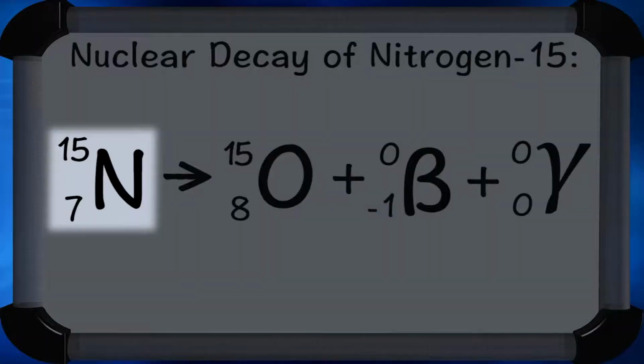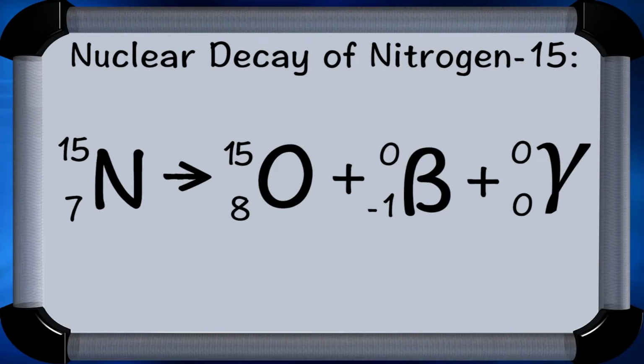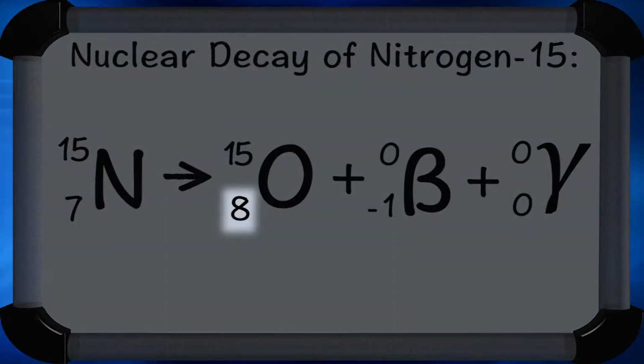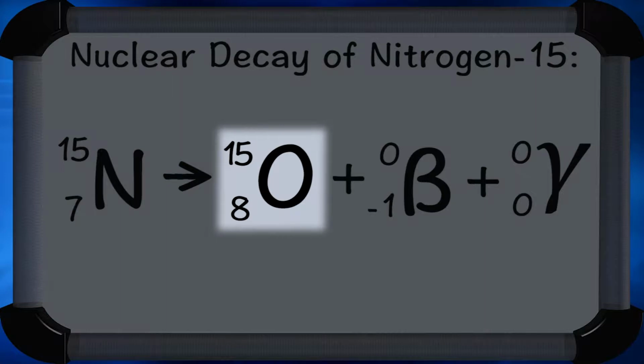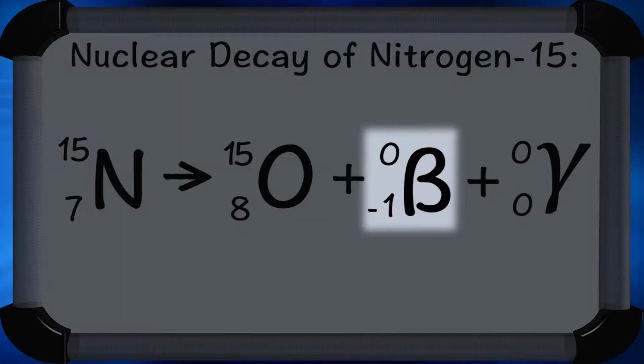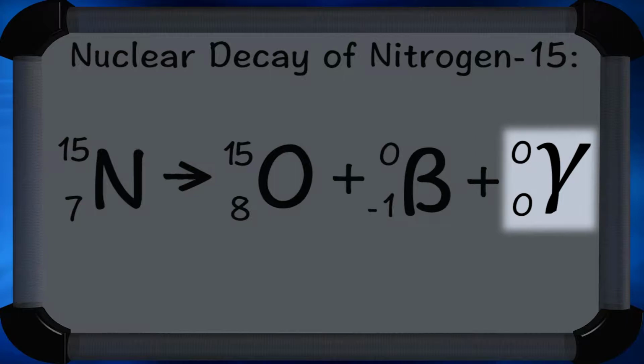Sure. Nitrogen-15 is the given reactant undergoing decay. Beta decay means a neutron changed into a proton, so the atom lost 1 neutron and gained 1 proton. The mass number is still 15, but because the number of protons changed, the atomic number changed from 7 to 8. That's why the nitrogen atom changed into an oxygen atom. And we also showed the beta particle, which has a 0 mass number and a special atomic number of -1. We also showed gamma radiation. Yes, that's correct. Well done, guys.